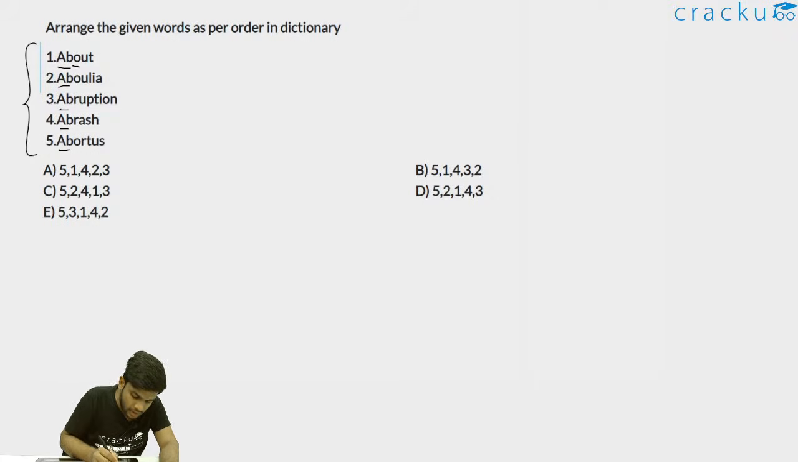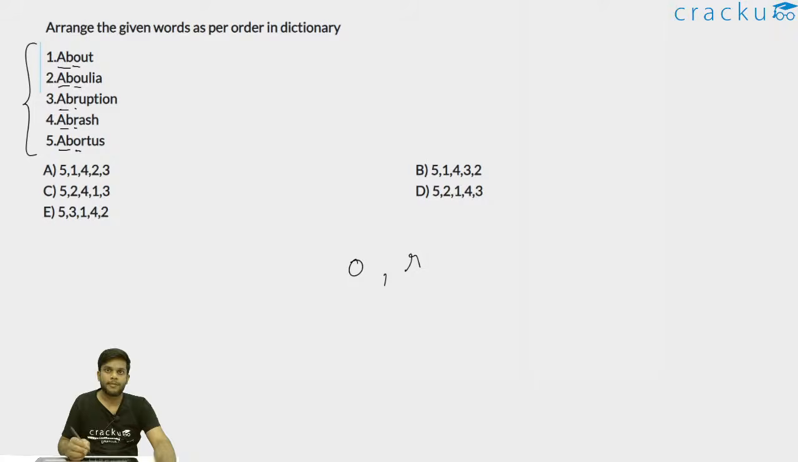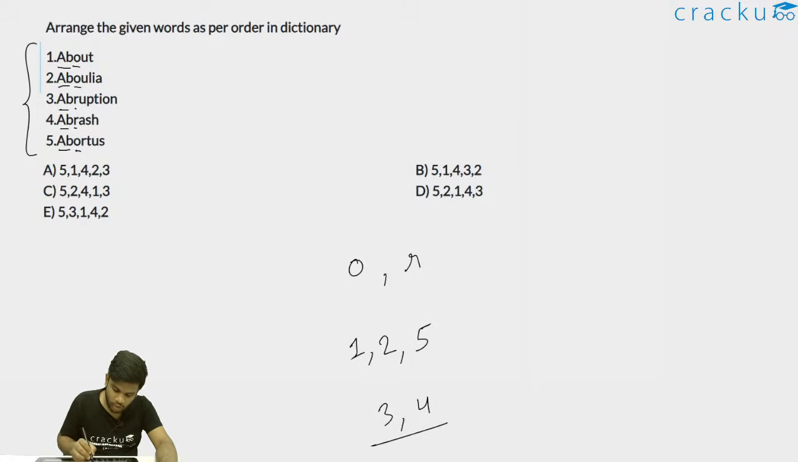Here in the first, second and fifth word it is O. And in the third and fourth word it is R. We know that O comes before R. So first, second and fifth word will come before third and fourth word. Now let's look at the first, second and fifth word and try to figure out which will come first and which will come last.